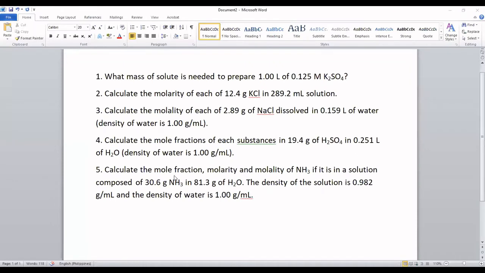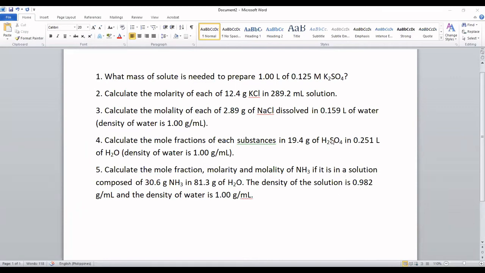Calculate the mole fraction, molarity, and molality of ammonia if it is in a solution composed of 30.6 grams ammonia in 81.3 grams of water. The density of the solution is 0.982 gram per ml and the density of water is 1 gram per ml. Okay, you're given the density of water, you're given the density of the solution. Okay, so what do we do?